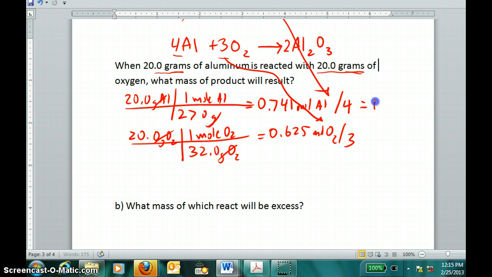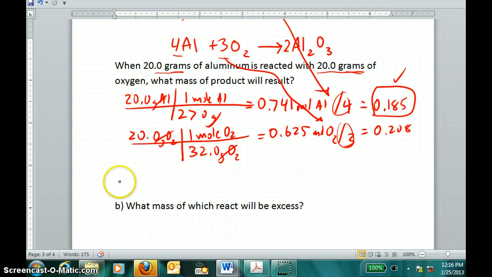When I do that, I get a ratio of 0.185 and 0.208 respectively. So what I'm doing is taking how much of each I have, and I'm adjusting them based on how much of each I need. And it turns out that I have less aluminum than I do oxygen for the purposes of this reaction. The smaller value is the one that's my limiting reagent. And I will use that limiting reagent to do my calculations from now on, all calculations, because that's the mass of aluminum that limits me, and there are 27 grams of aluminum per 1 mole.